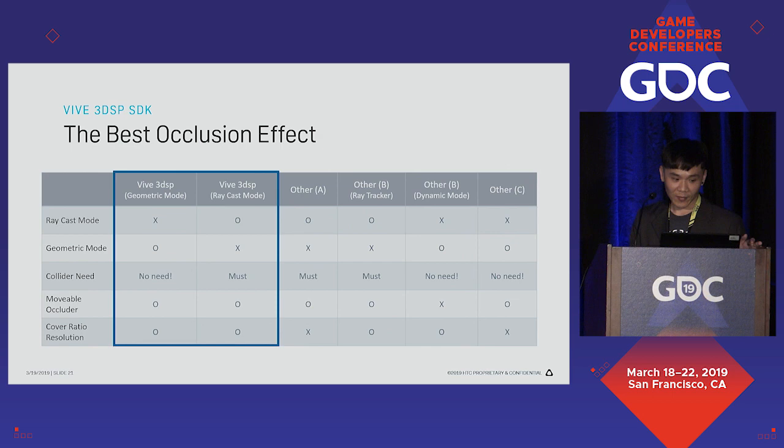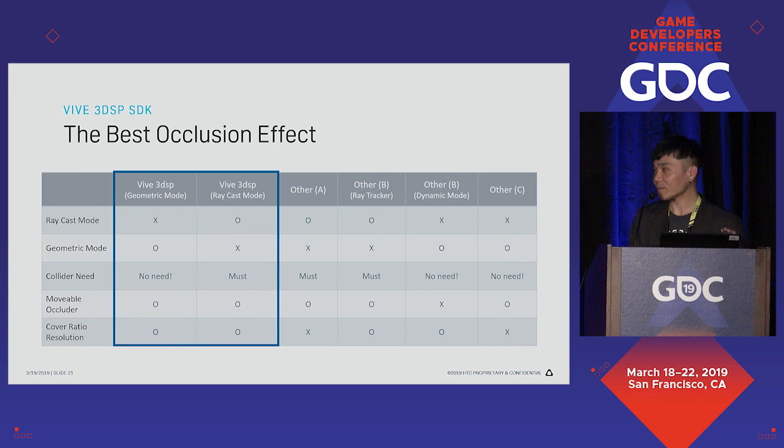In this page, I'd like to show you the advantage of our occlusion model. There are 2 kinds of occlusion model in our SDK, right? One is the ray cast model, and the other one is the geometric occlusion model. In our geometric occlusion model, there is no need to use the collider anymore in your content project at runtime. That means you can save a lot of system computing resources and GPU resources to benefit other applications, like image processing. Further, our occlusion object can be moved everywhere in the content. That means it is movable, not only fixed somewhere.